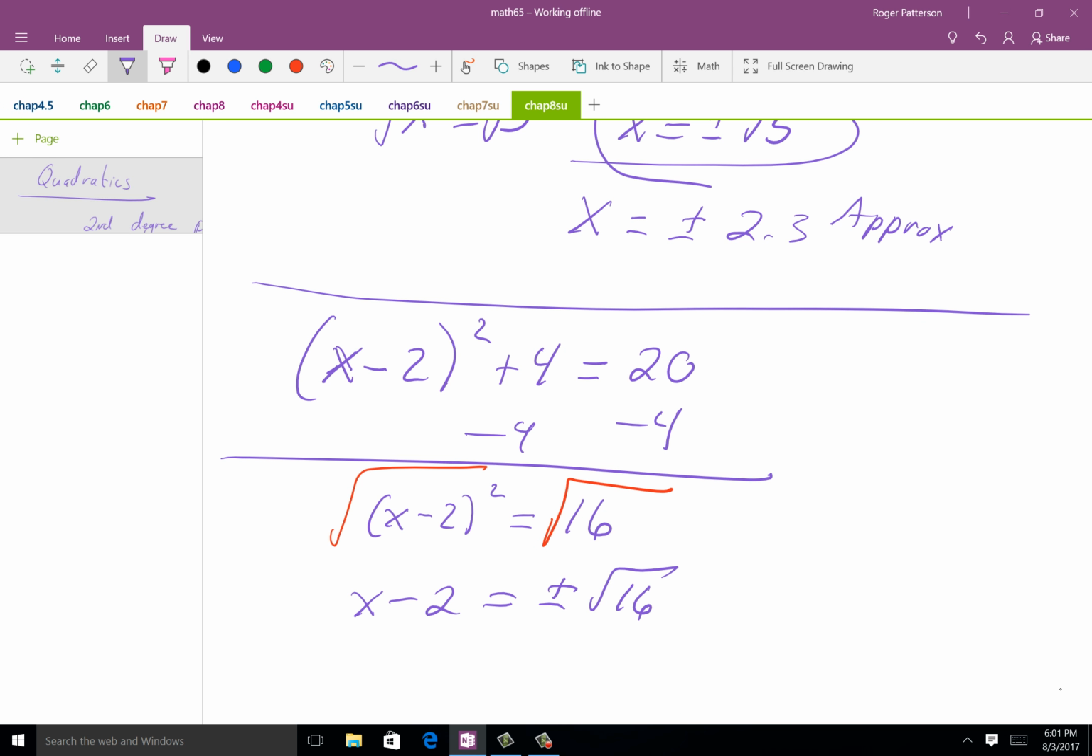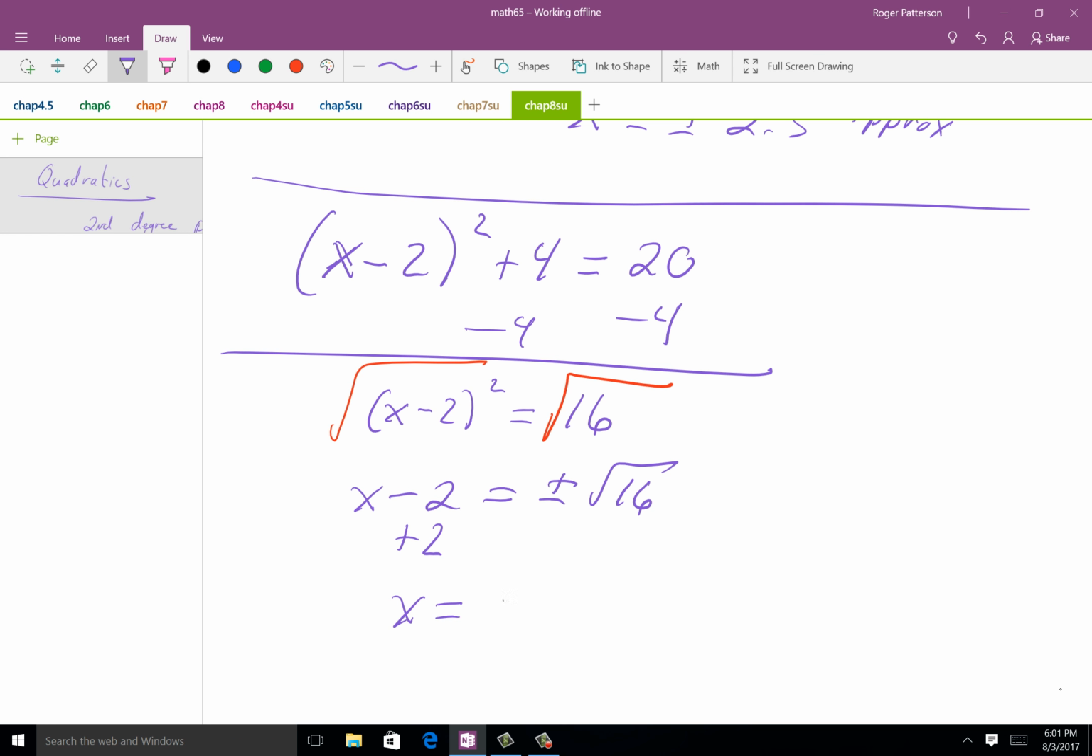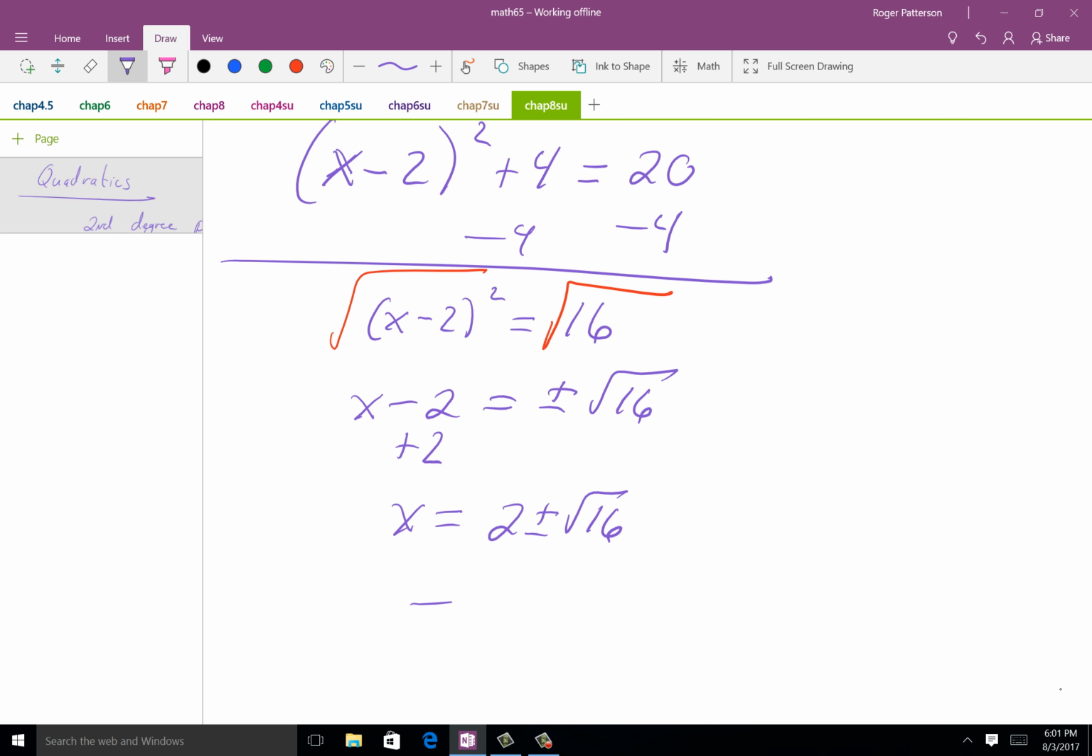Now what do we do with the 2? Now we're going to add it, okay? All right, so we want to get rid of 4. We're going to subtract the 4, square root, so we get rid of the square, and then add the 2 at the end. So yeah, we're going to simplify this.